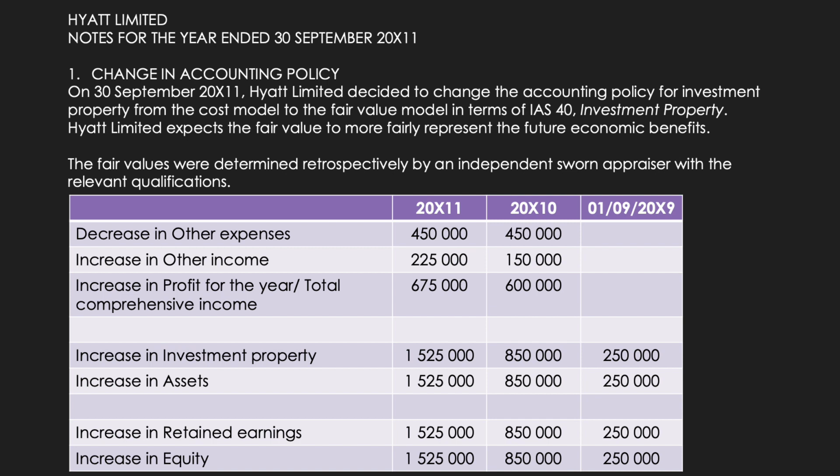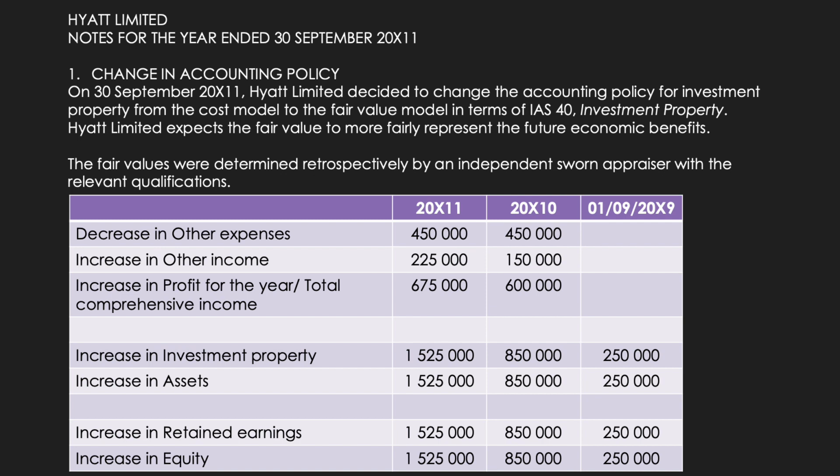We can then move on to the 2010 financial year, and now that is just the prior year. So in the prior year, you can show the effect on your incomes and expenses and your profit. So we have a decrease in other expenses of 450,000 Rand because we no longer want to write off depreciation. We have an increase in other income of 150,000 Rand due to that fair value adjustment, which was explained on a previous slide. And that results in a net increase in profit for the year of 600,000 Rand.